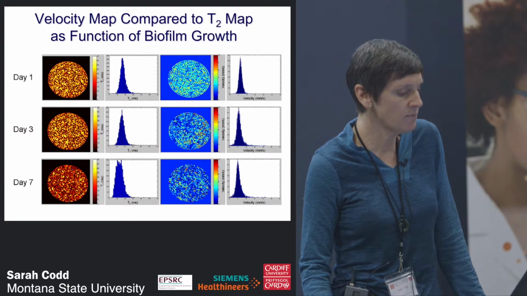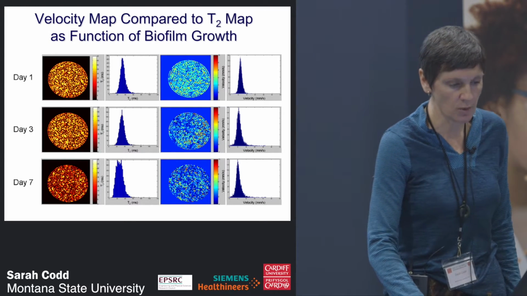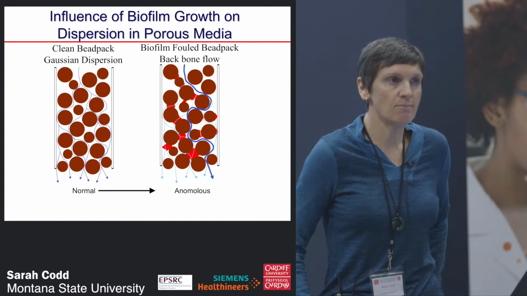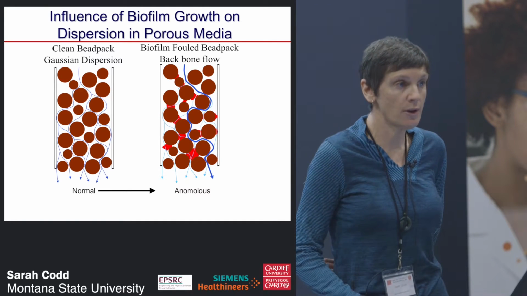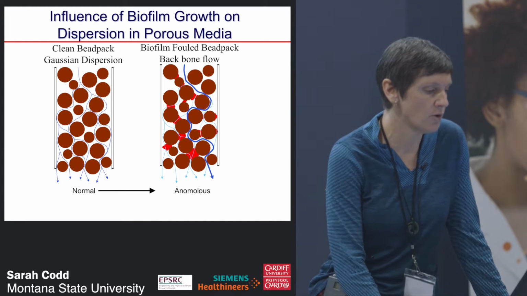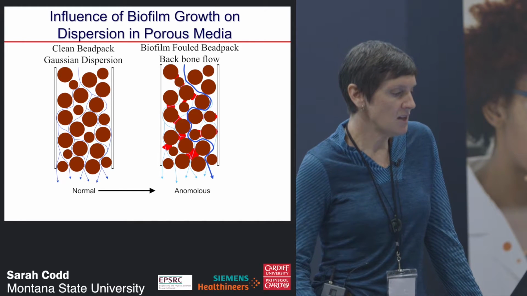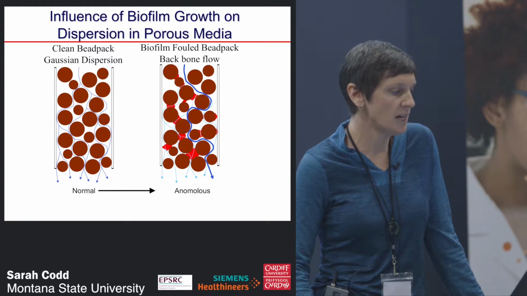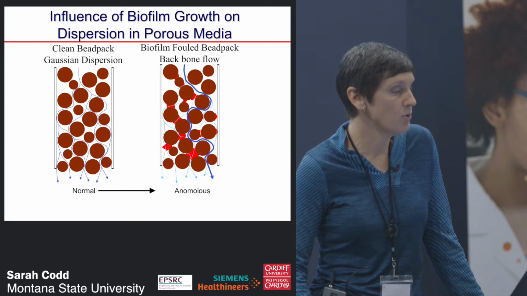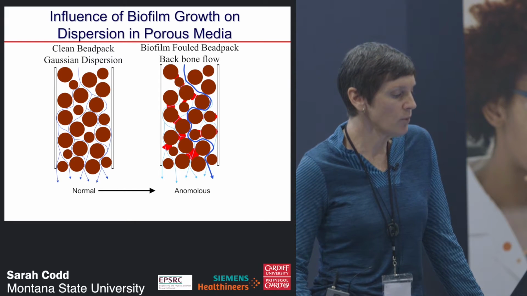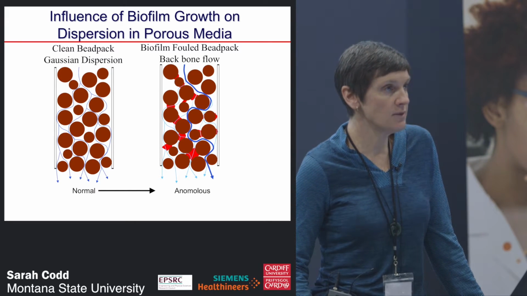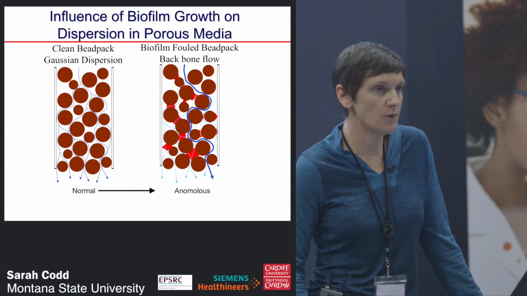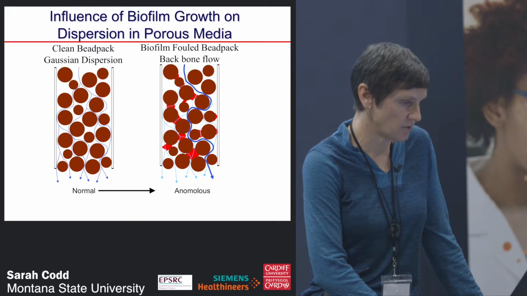And then clearly by day 7, both the velocity maps and the T2 maps are showing this. But what we wanted to do was look at how we could use the propagator measurement to give us even more specifics about what was going on, more useful information about what was going on in the biofouled porous media. And the idea is, of course, that the dispersion, the diffusion changes as the porous media change. And so where we would get normal diffusion, Gaussian diffusion in a normal bead pack, as biofilm grows, you go to ideas of anomalous diffusion.